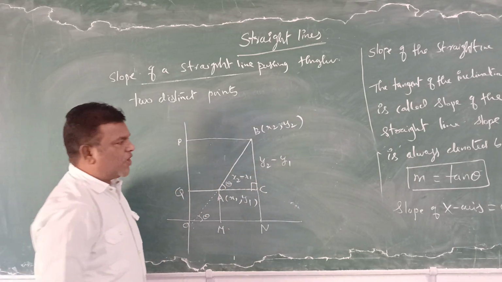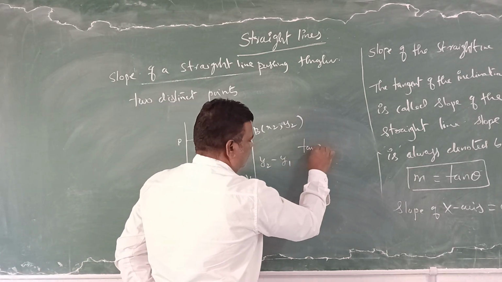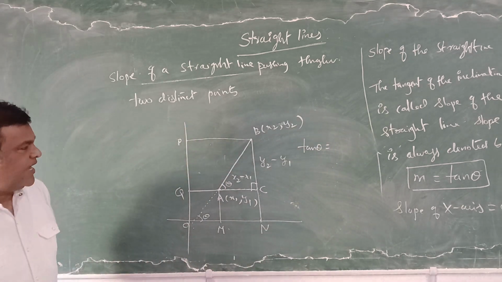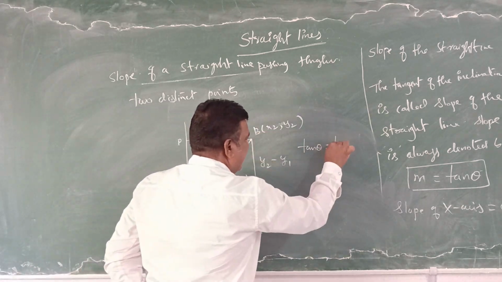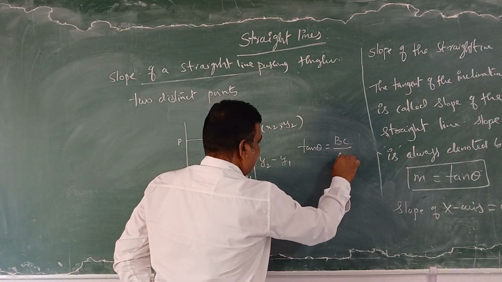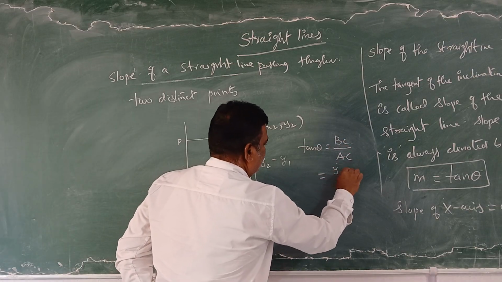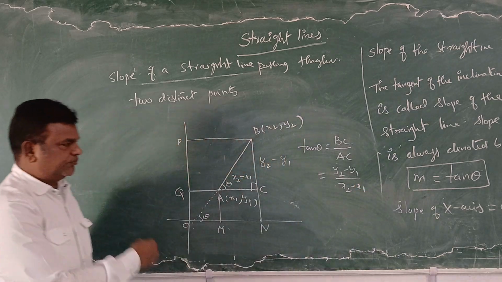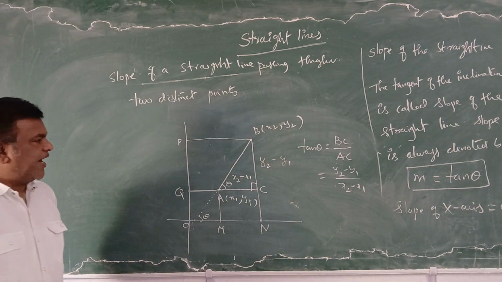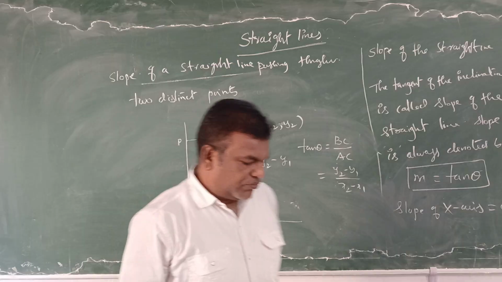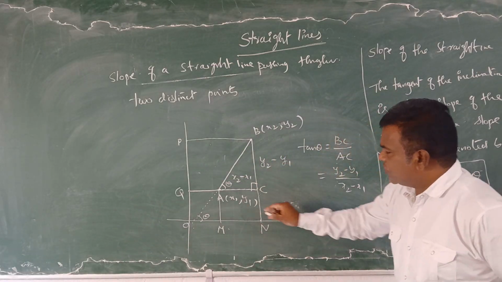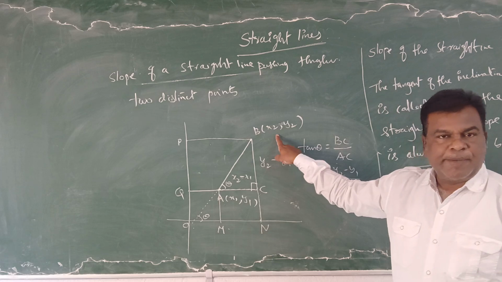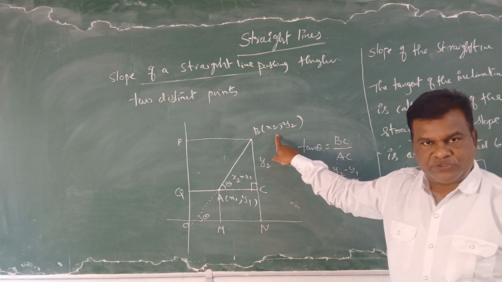What is the tan theta formula? Tan theta is equal to opposite side by adjacent side, BC by AC, that is (y2 minus y1) by (x2 minus x1). So in this way we can find the slope of the line which is passing through two distinct points A (x1, y1) and B (x2, y2).